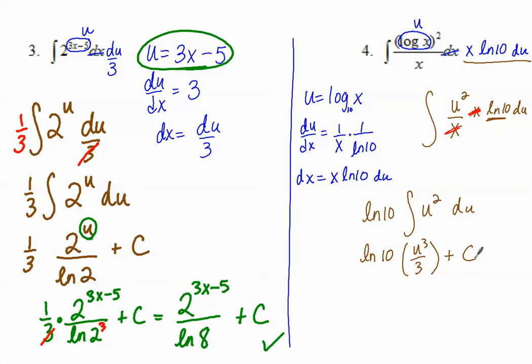Don't forget to plug in what u is. Remember, one of the most important steps, plugging this back in where the u is. Let's go ahead and do that. Natural log of 10, u is log x, that's base 10. It is cubed, it is over 3, and it is plus c. Looks good.